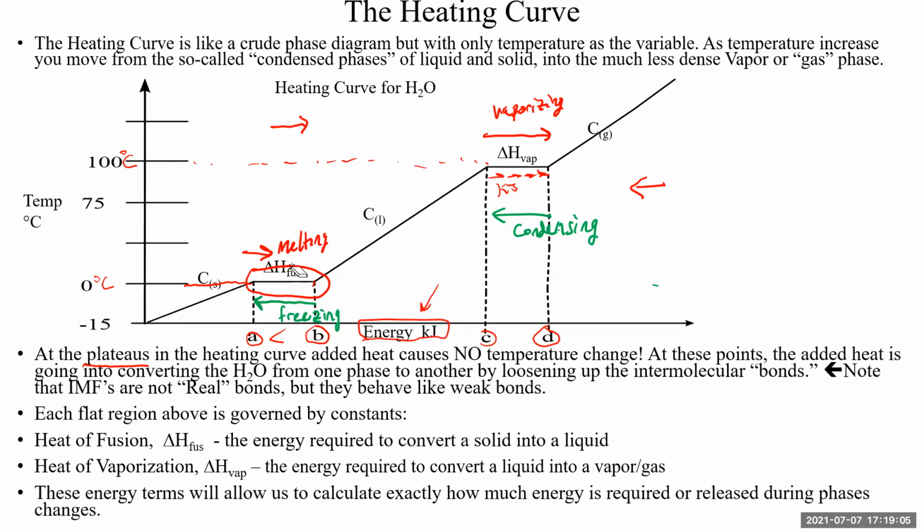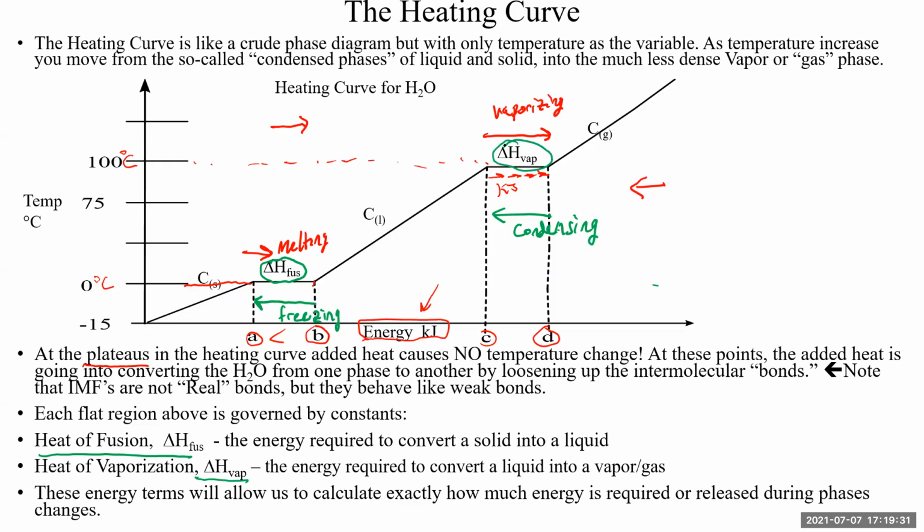So these symbols here, this delta H fus is the heat of fusion. That's called the heat of fusion, also referred to as the change in enthalpy of fusion. Remember, delta H also means change in enthalpy. Enthalpy is the heat exchanged at constant pressure. But for the most part, we're going to call this the heat of fusion, delta H fus, and the heat of vaporization, delta H vap.